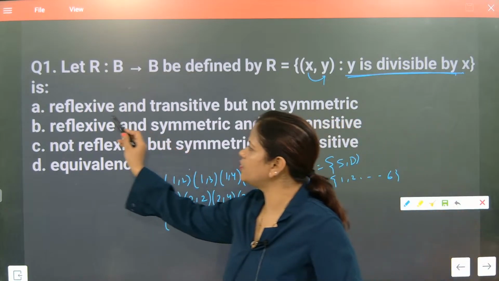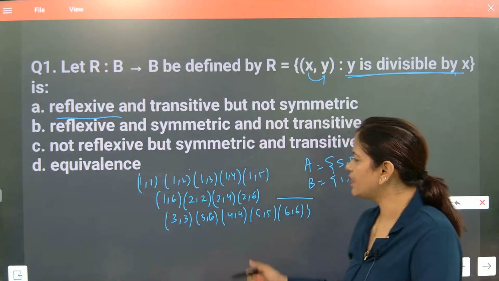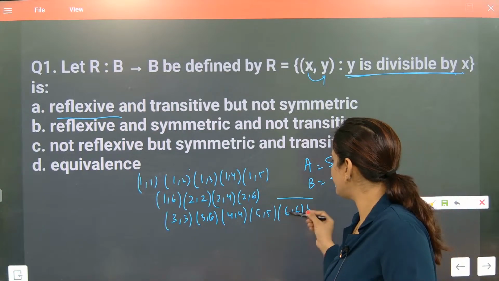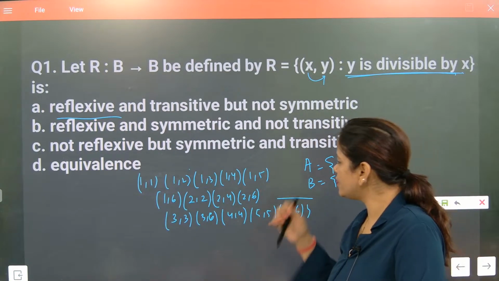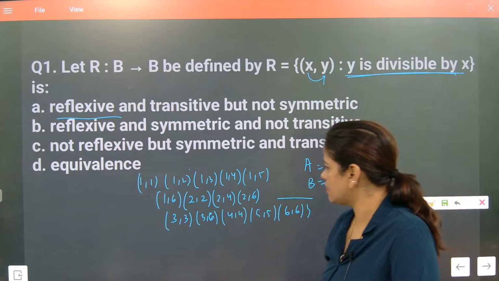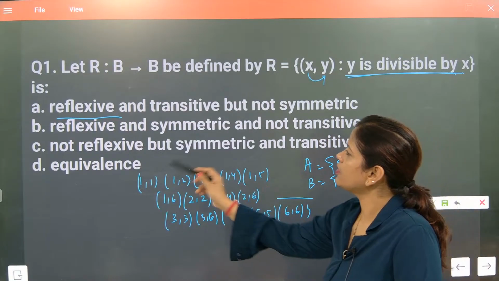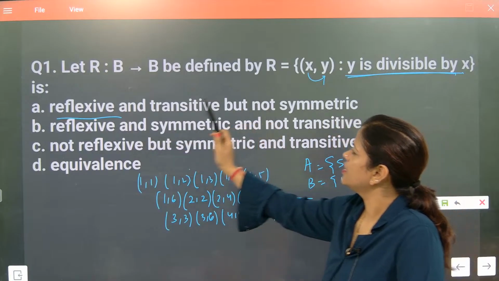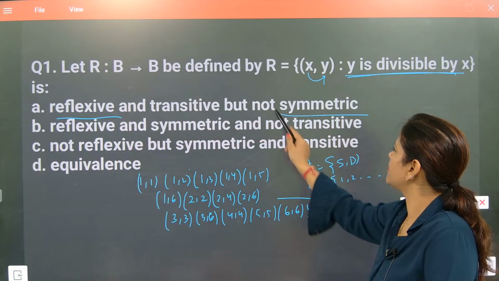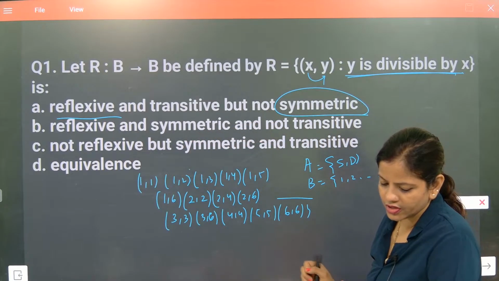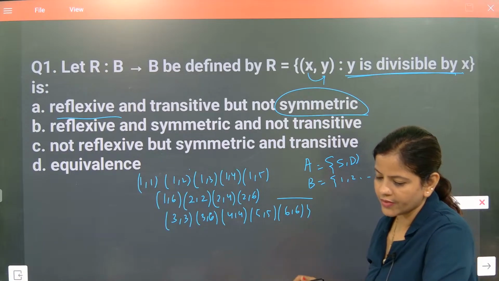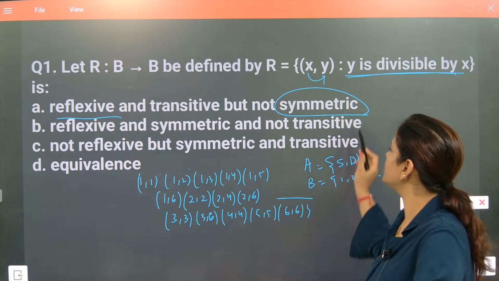So is it going to be a reflexive relation? Yes, it is reflexive because 1,1, 2,2, 3,3, 4,4, 5,5, 6,6 are there. Is it going to be symmetric? No, the reverse is not there. 4,2 is not there, so it is not symmetric. Reflexive and transitive but not symmetric. Not symmetric is the most important thing we are getting here. So A is going to be the answer.